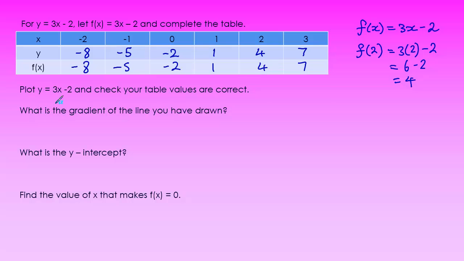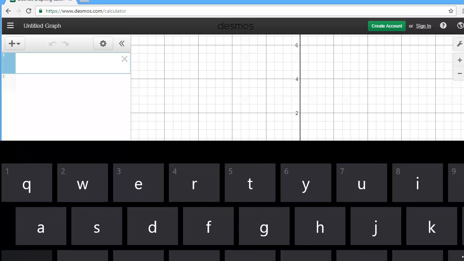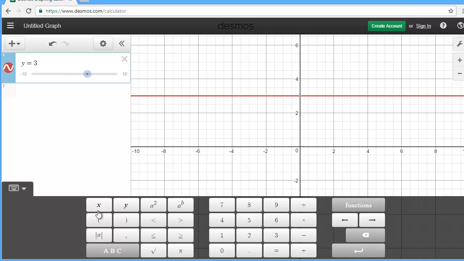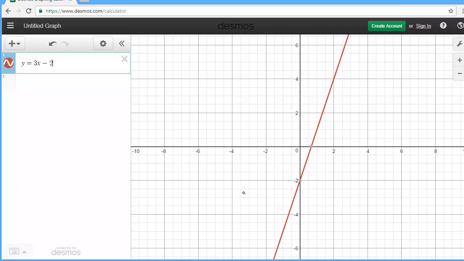We now want to plot y is 3x minus 2 and check that the table values are correct. And I'm going to use Desmos to do that. So, we have y equals, we can use the keyboard here actually, so y equals 3x minus 2. And here we have it, we can see it's a straight line.